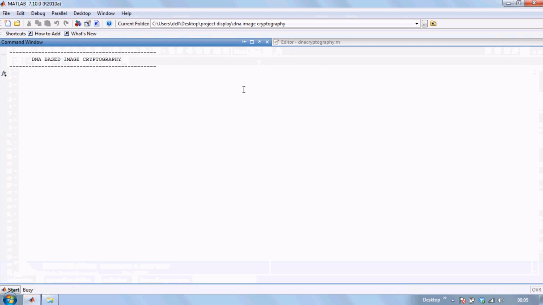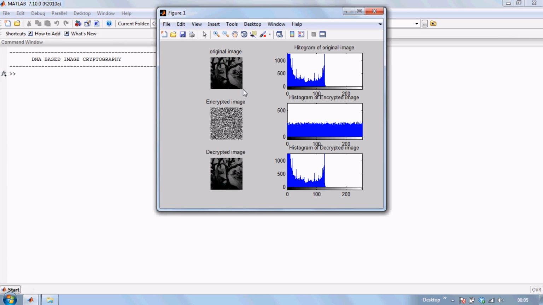I'm sure most of you know what cryptography is. It is the art of sending a message in a secret way so that only the person whom you intend to reach the message actually receives it. So when it comes to image cryptography, you transform the image from what it actually is into something else, and then you send it.